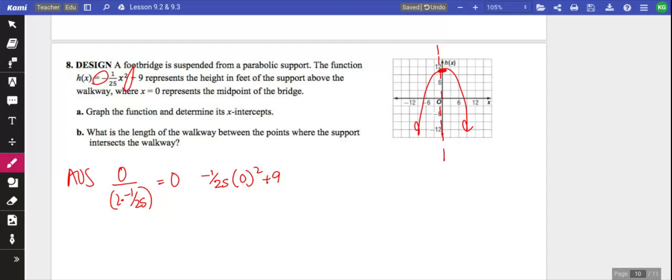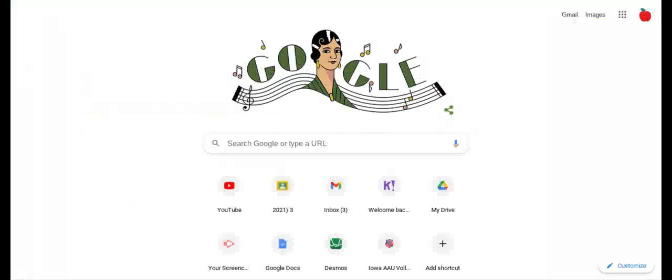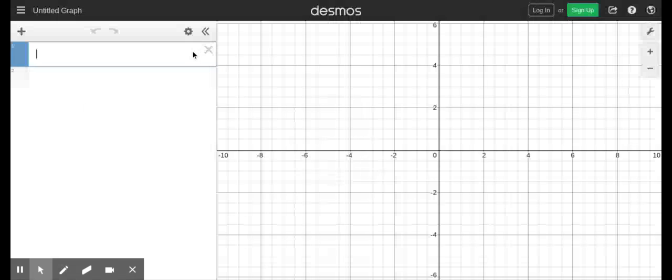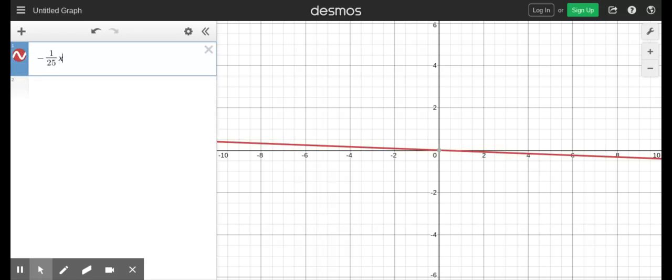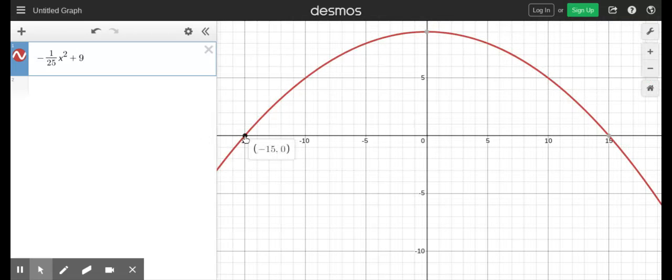And so in order to find my intercepts, I'm actually going to look at it on my graphing calculator. So I have negative 1/25 x squared plus 9. And I find that my intercepts are negative 15 and positive 15.